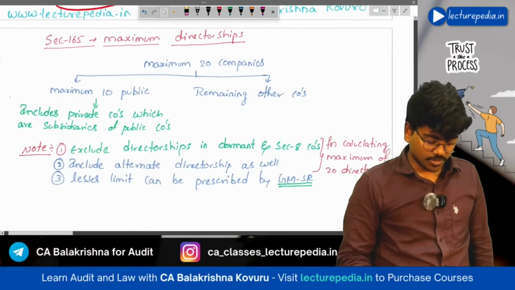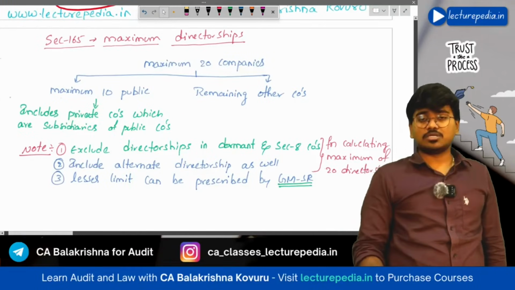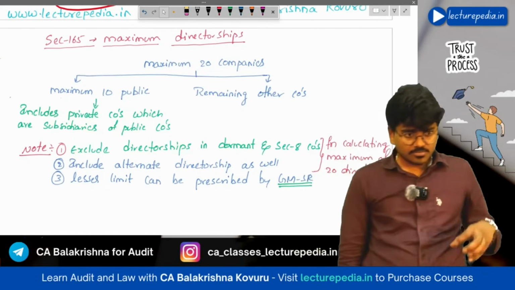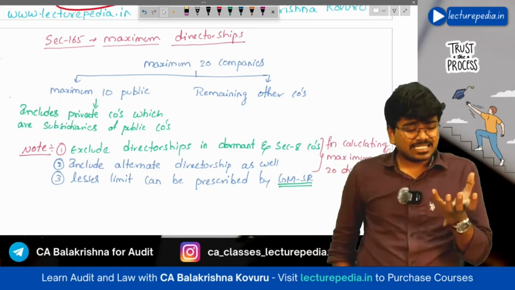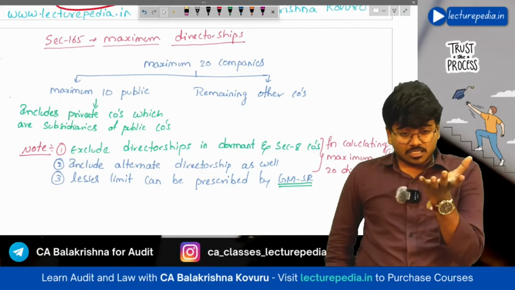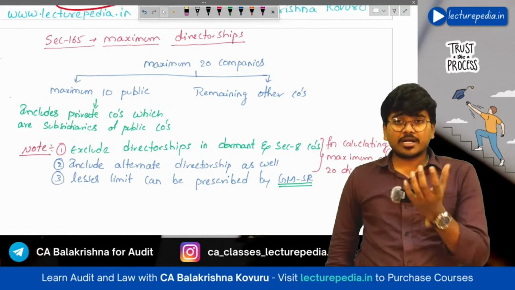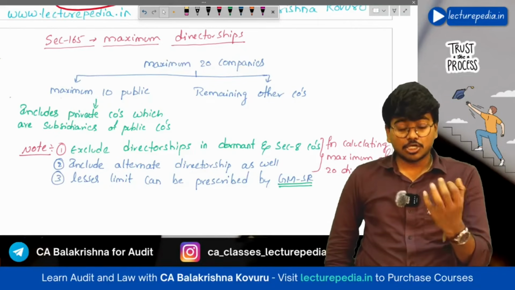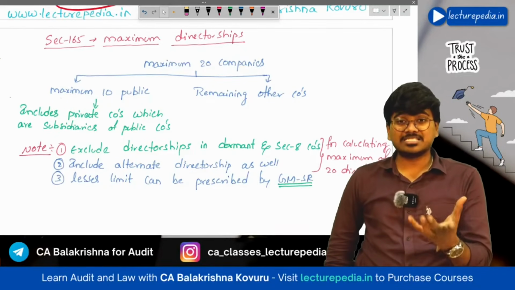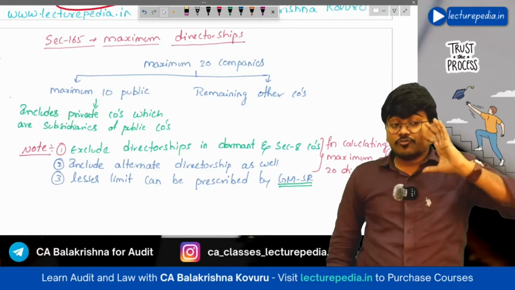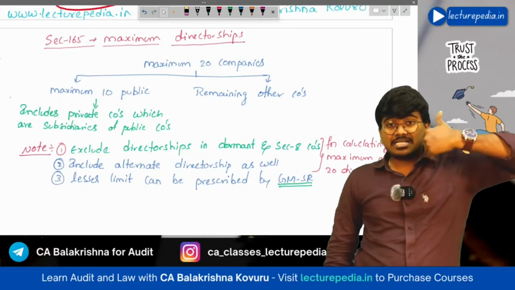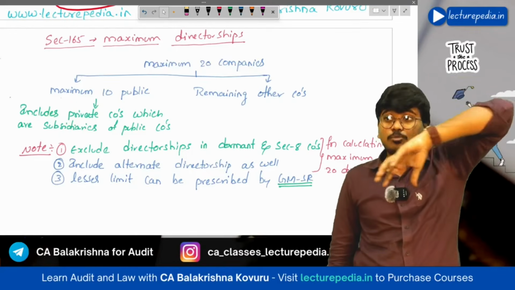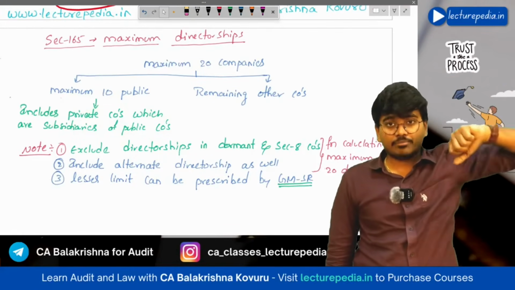Now moving to section number 165, which is about maximum number of directorships. Now see, director means, why you are being appointed as a director? To do work, right? You'll not simply sit, you have to take decisions, you have to manage the business. So if you get yourself appointed as a director in lot of companies, you will not have sufficient time to properly engage with all the companies.